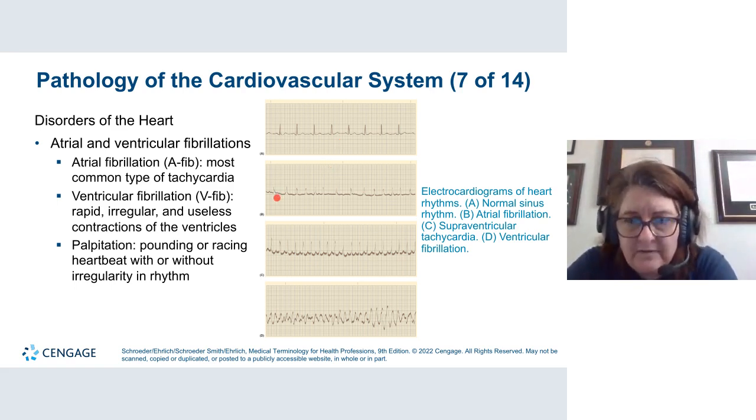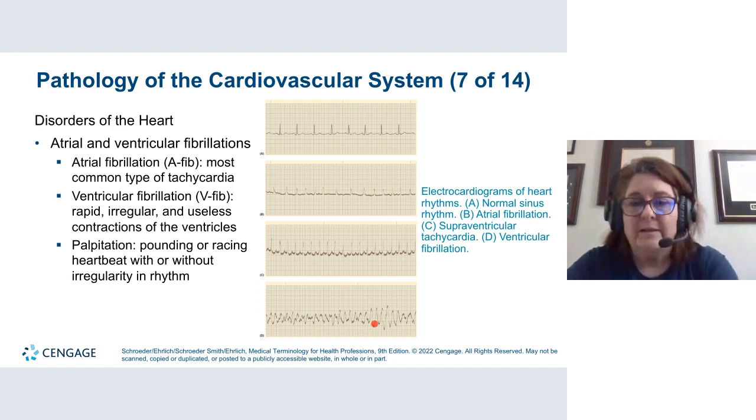VFib. VFib is a terrifying rhythm because VFib usually turns into VTach, which is down here. Ventricle tach. You can see this is all ventricle motion of the heart. There's no atrium at all. It's all ventricle. And this is a deadly rhythm. This is ventricle fibrillation. And guess what we do? We defibrillate them. That's when we shock them. We defibrillate because we want to get rid of that fibrillation.